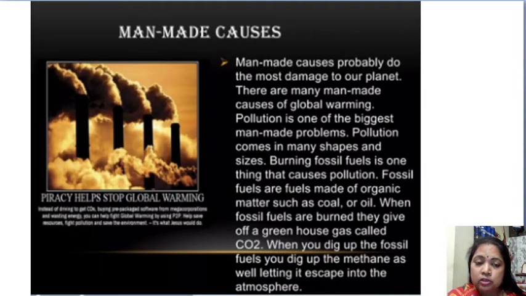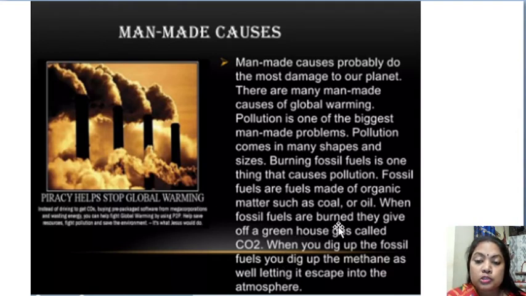So what are anthropogenic causes? Man-made causes, which we call anthropogenic causes, probably do the most damage to our planet. Okay. So there are many man-made causes of global warming, out of which pollution is one of the biggest man-made problems. And pollution comes in many shapes and sizes, from burning of fossil fuels. Okay, so what are fossil fuels? Fossil fuels are made of organic matter such as coal or oil, isn't it? And when fossil fuels are burned, they give off a greenhouse gas called carbon dioxide.